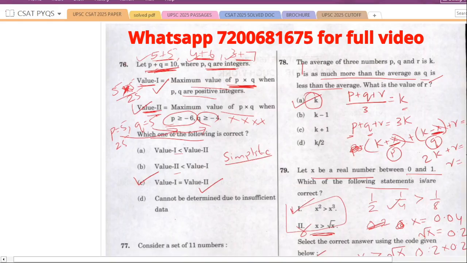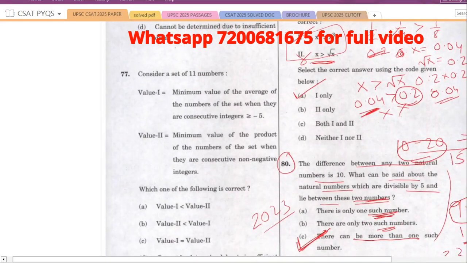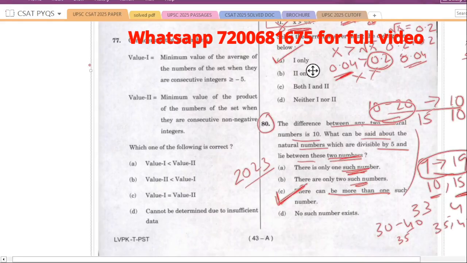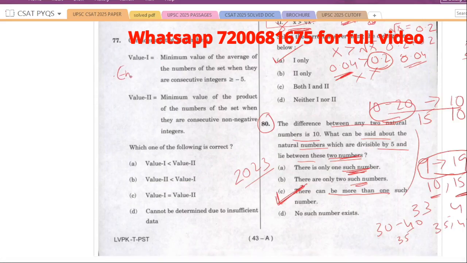Expect similar questions in 2026, and the same approach is what you have to do. They will give you something in English, meaning the mathematical thing itself they are giving you in English format, so you have to just convert it back to mathematics and see whether it suits any of the conditions. So again, a set of 11 numbers you have to consider.